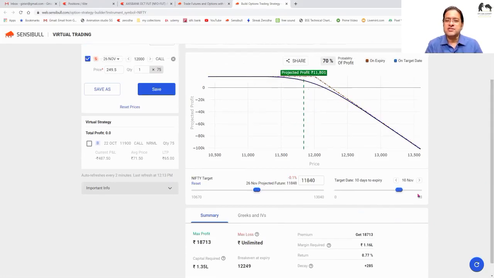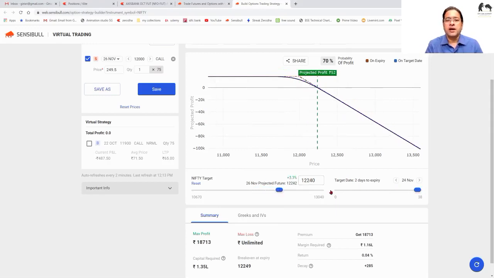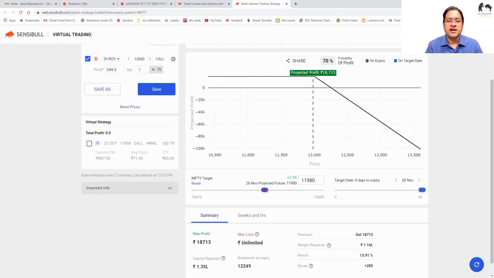Let me move this. If the market closes anywhere below this level, 12,240, as I can see, 12,250 is exactly the break even. Any close below that level, I make the maximum profit I can make, which is about 18,000 rupees. The capital required is about 1.35 lakhs. I get a premium of about 18,000. In fact, my profit is capped at 18,713.